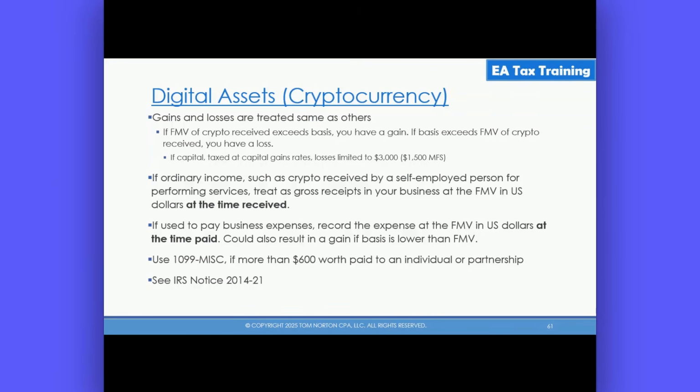Crypto is reported on a 1099 miscellaneous. So if you've got $600 or more that has been paid to an individual or a partnership using crypto, then if you are a business, you have to issue a 1099 miscellaneous for that. Or you could be the one receiving the 1099 miscellaneous if you were paid $600 or more worth of crypto. For more information on this, you can see this IRS notice. It's IRS notice 2014-21. It goes into more detail about all of that.